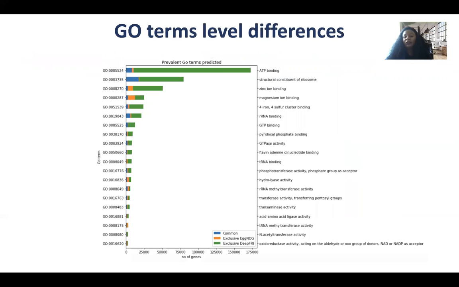To further understand the gene ontology terms being predicted by both methods, we performed gene ontology level differences between DeepFRI and eggNOG. This plot shows the topmost gene ontology terms predicted by both methods. The green bar shows gene ontology terms exclusive to DeepFRI, and the orange bar shows gene ontology terms exclusive to eggNOG. The blue bar shows gene ontology terms predicted by both methods. We see that in some cases, DeepFRI is producing more gene ontology terms in comparison to eggNOG. And one of our open questions is to determine the biological significance of these gene ontology terms.